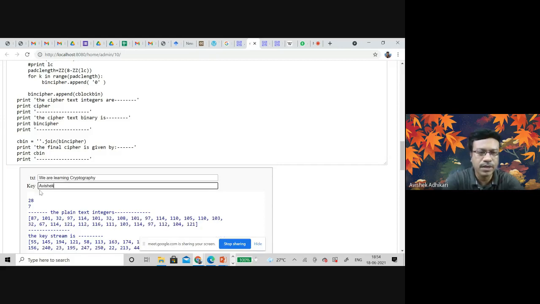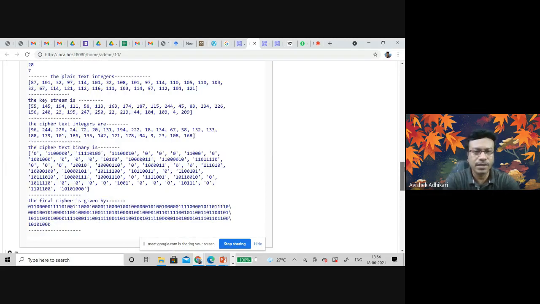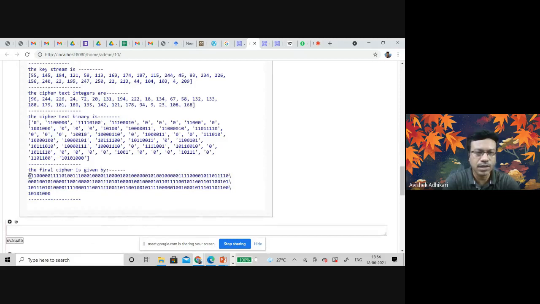So how many alphabets are there? A, V, I, S, H, E, K. Seven alphabets are there in my password, so the key length here is 7. This is my key length, and there are 28 characters, including spaces, in "we are learning cryptography". If you run this program, you will find that this is my total ciphertext.